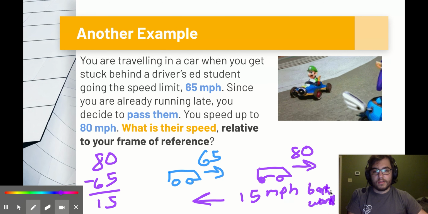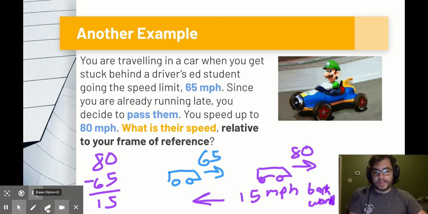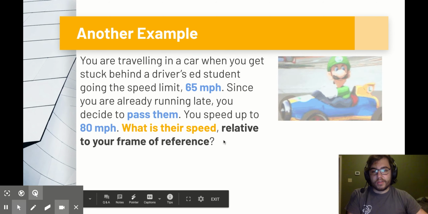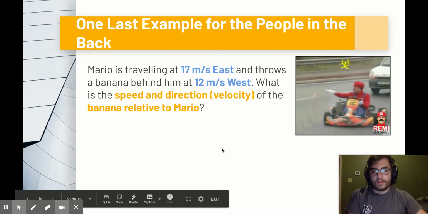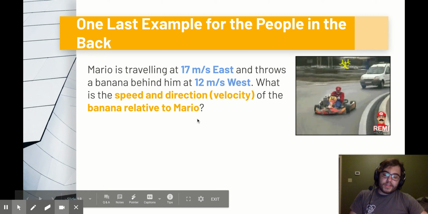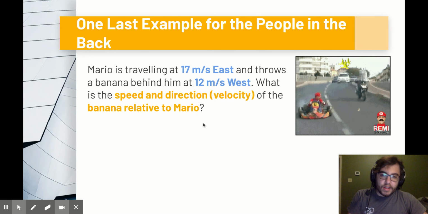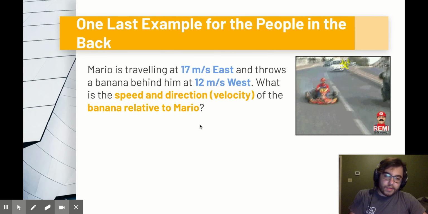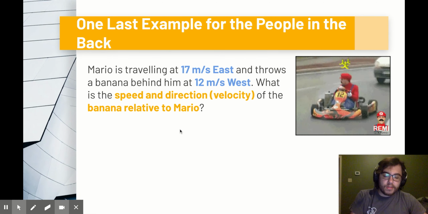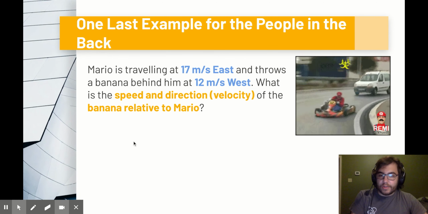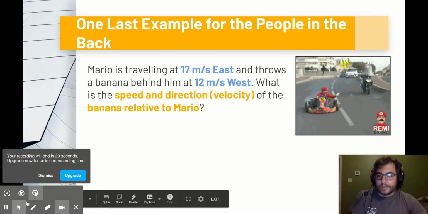Okay. I have one last example. And hopefully you'll be able to do the rest of the stuff on your own. So Mario is traveling 17 meters per second east and throws a banana behind him at 12 meters per second west. What is the speed and direction of the banana relative to Mario?